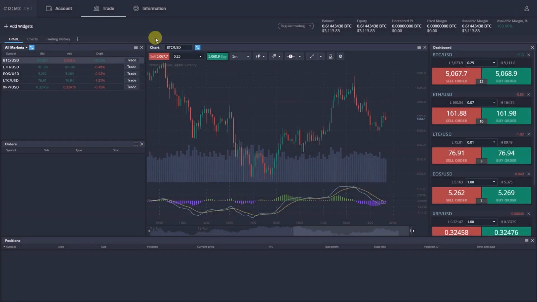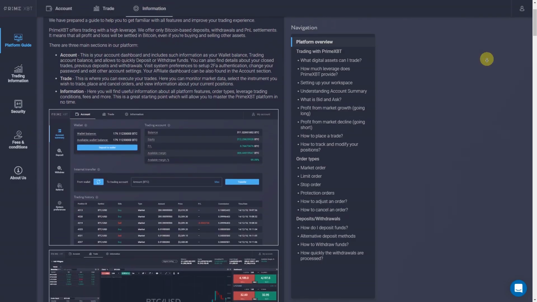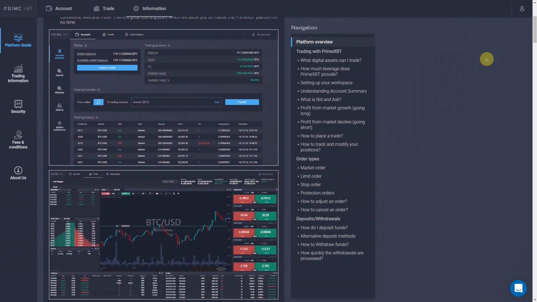For more information about leverage trading and calculation examples, please go to the Information section of the platform by clicking on the top menu.